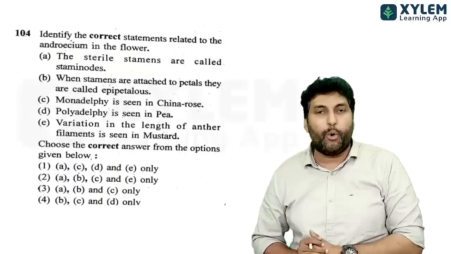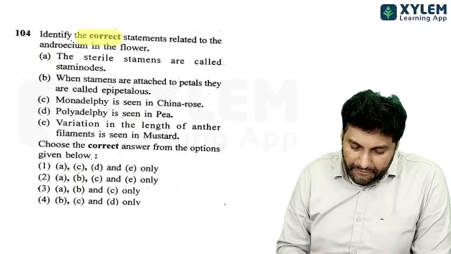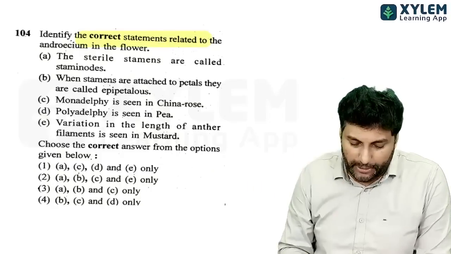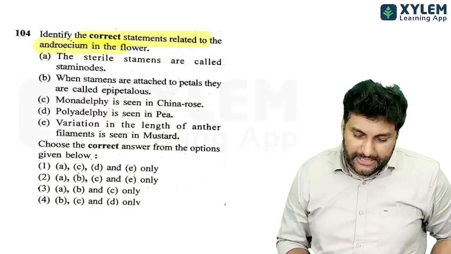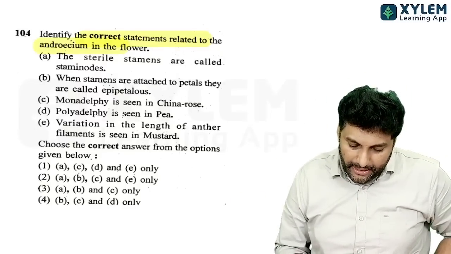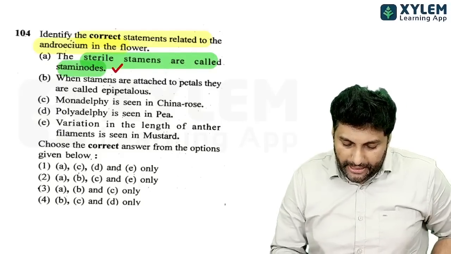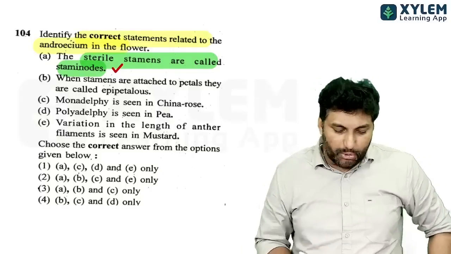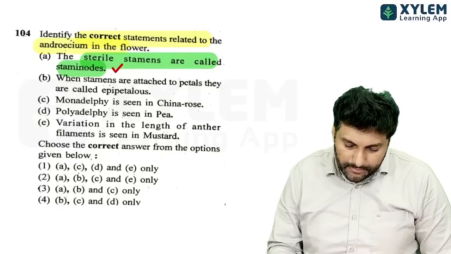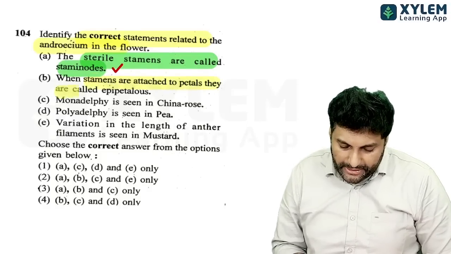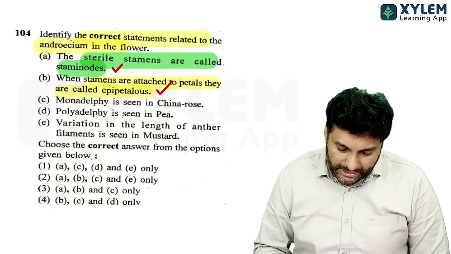Again, let's move to the 104. It's a statement based question. 104. You can see that identify the correct statement related to androecium. The question came from the morphology chapter of +1 topic. The first option is given like this. The sterile stamens are called staminodes. Okay, and this is the right statement. Let's move to the B statement. B statement is they are asking that when stamens are attached to the petals, they are called epipetalous. That is also a right choice, right statement.